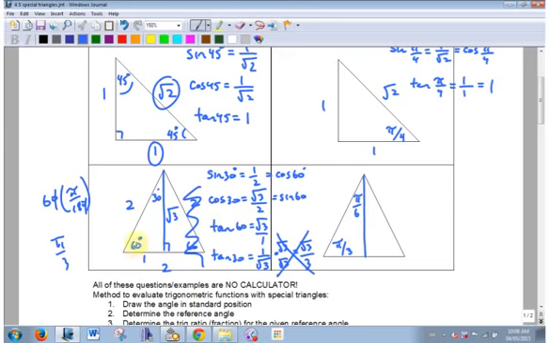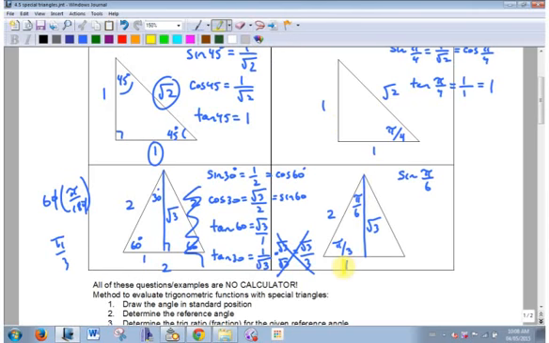30 degrees is half of 60. What's half of pi over 3? Pi over 6. Okay? Pi over 6 is 30. Pi over 3 is 60. And then we got the same ratios. What's the sine of pi over 6? That's a 1. That's a 2. Then that's a root 3.